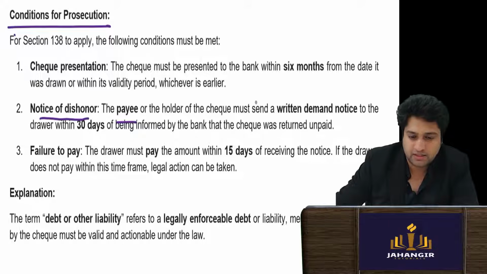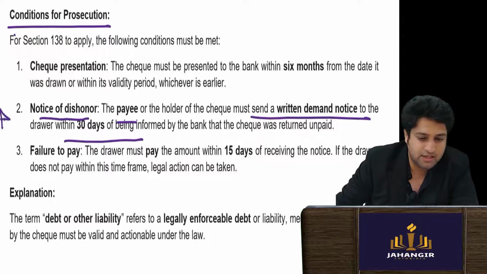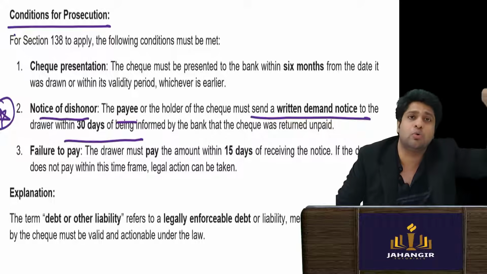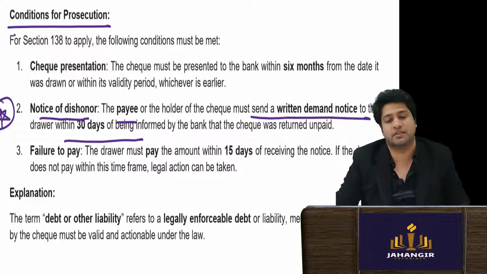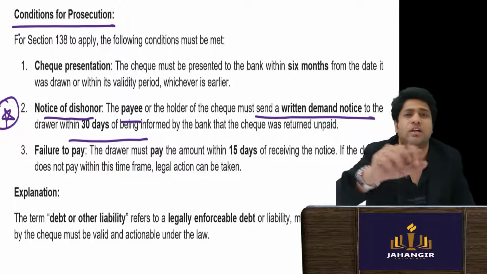The payee shall demand notice to them within 1 month. If you miss this, you cannot go ahead with a check bounce case. Imagine, the check has been bounced, within 1 month you have to send them the demand or legal notice.